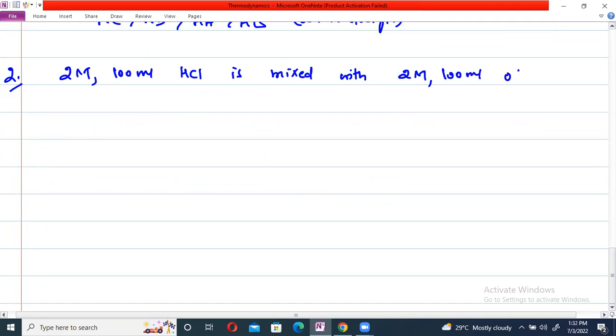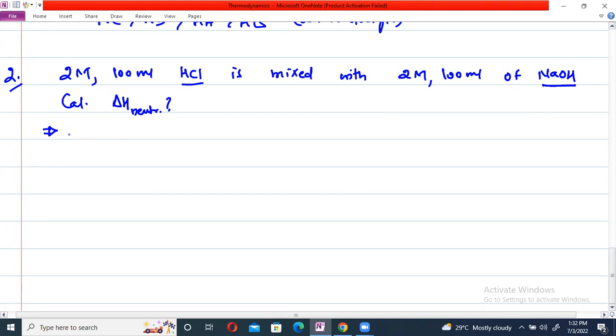But now the question is, how to solve it? The solving part is given here. One example: I have an acid, 2 molar 100 ml HCl. It is mixed with 2 molar 100 ml of a strong base. So strong acid HCl is there, strong base NaOH is also there. Both are mixed together. Then find the heat of neutralization obtained. They are asking to calculate delta H neutralization of the reaction.